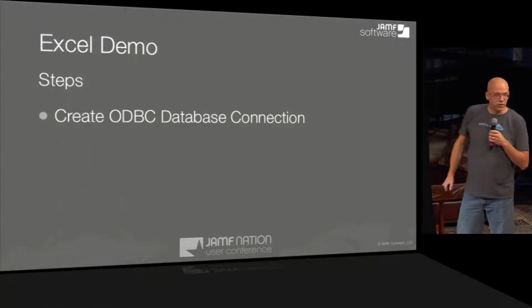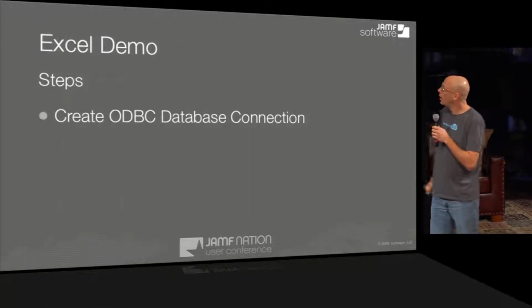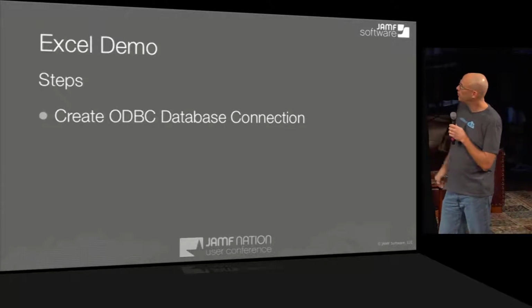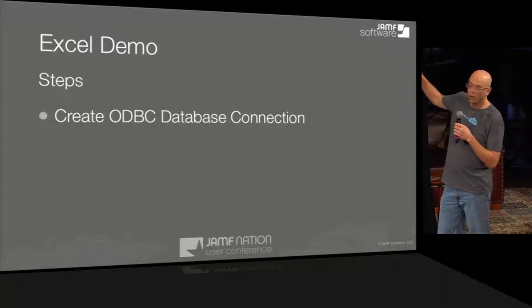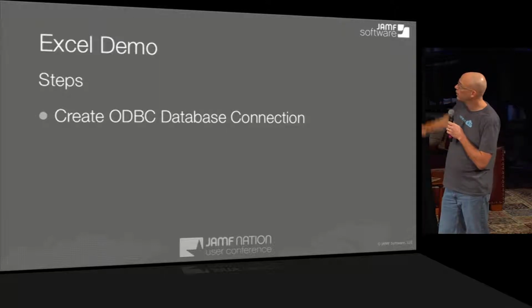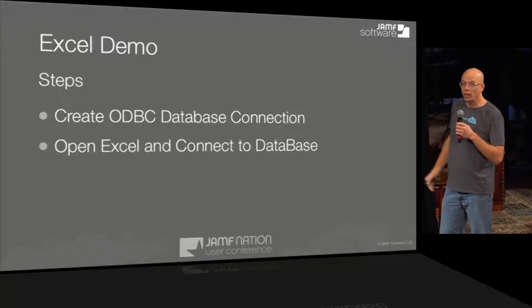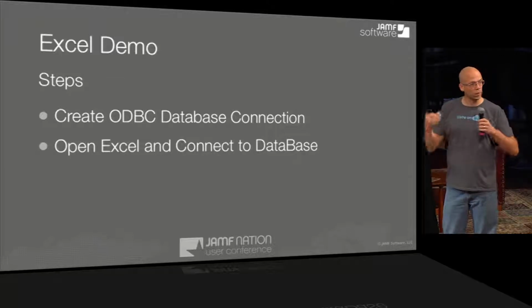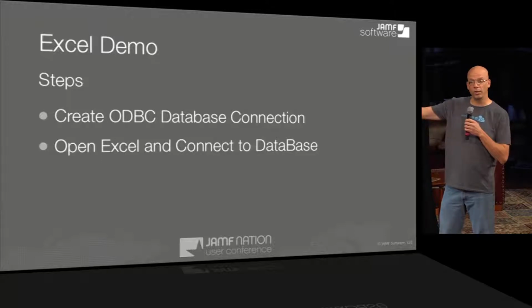First thing we're going to do is an Excel demo. And I wanted to walk you through the steps of what we're going to show before we dive into it. First thing we're going to do is build our ODBC connection to a Jamf database. It's a sample database that we use internally. Then we're going to open up Excel, I think you'll be able to spot that in the demo when it comes up, and use that ODBC data source to connect to our MySQL store.